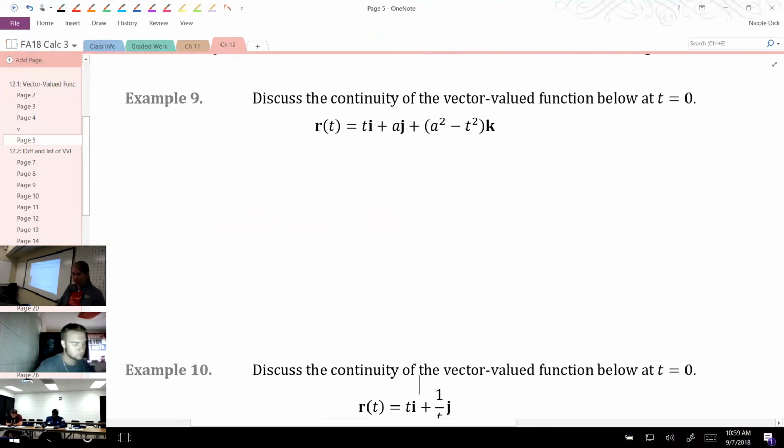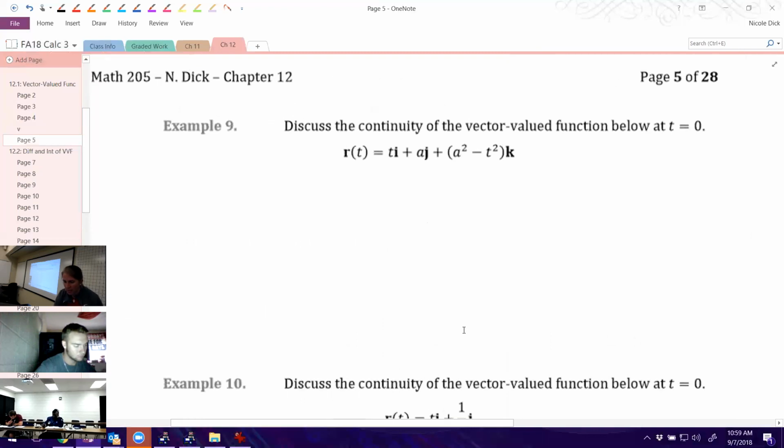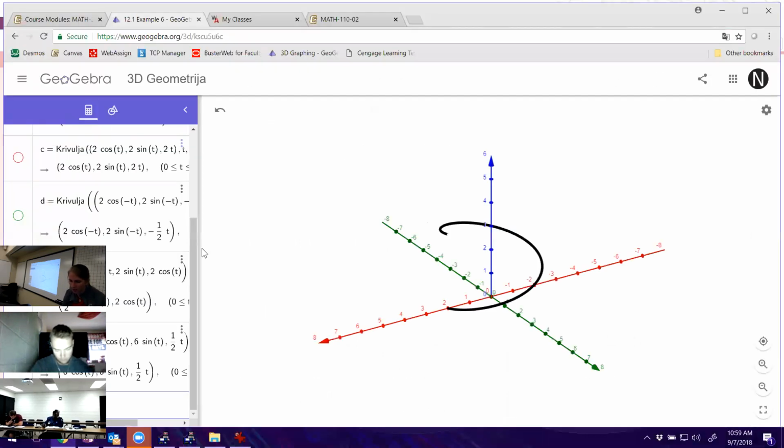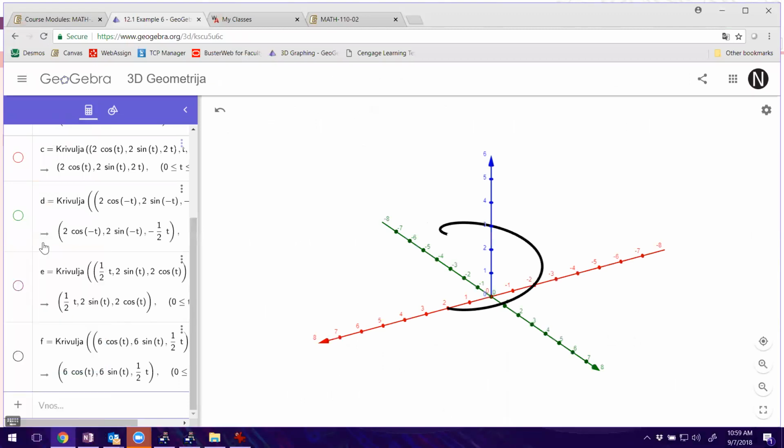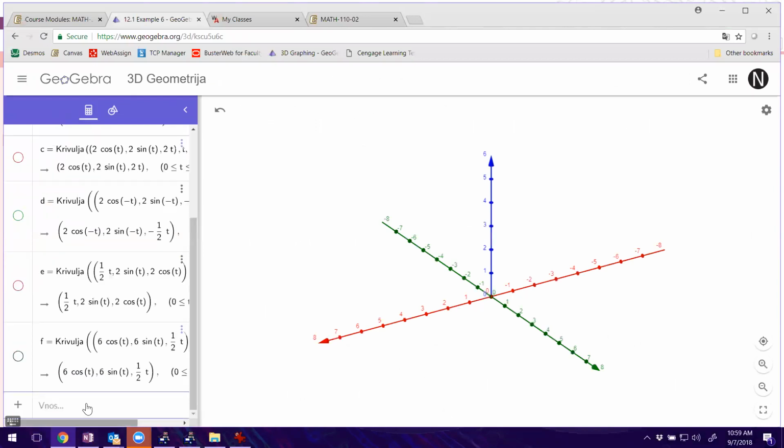But let's go in the order I have them. So we've got this function here: r equals t in the i direction, a in the j direction, and a squared plus t squared. And I am going to go through and graph this. Do we always have to graph? Nope, I just like to. I draw pictures in all my classes. Ask my stats class. I draw more pictures than they probably care to see.